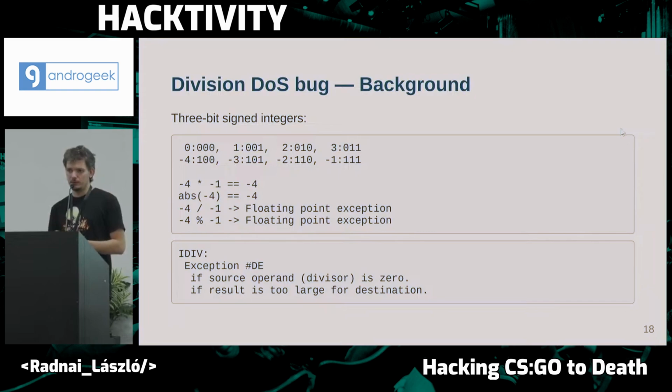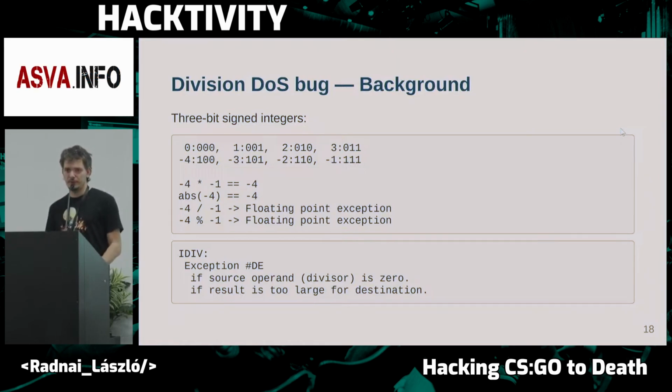For this specific bug, let's imagine 3-bit signed integers. In two's complement form, these can represent any value between -4 and +3. So -4 has no positive counterpart, and this has interesting implications. The absolute value is negative, for example. This is pretty fun stuff. Just look at vulnerabilities in these kinds of code.